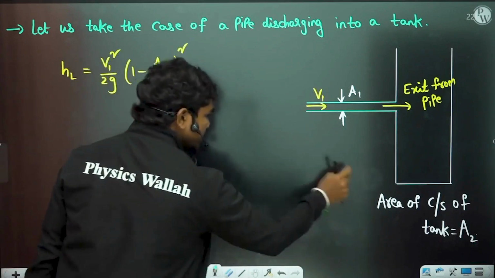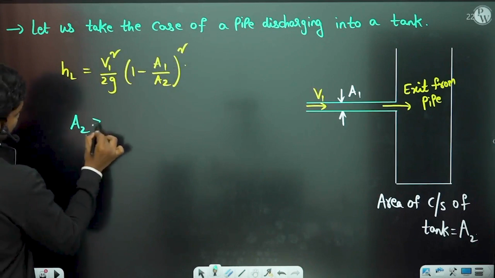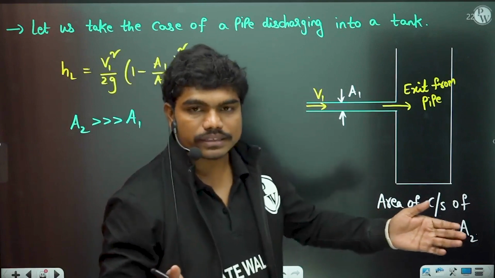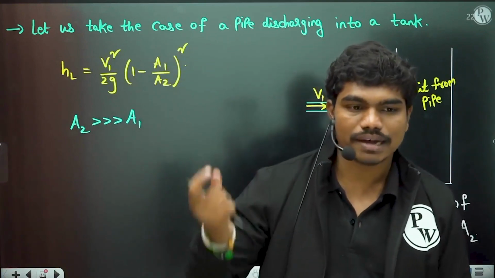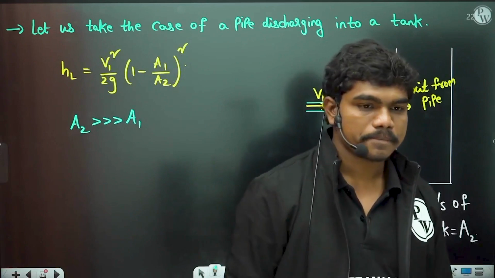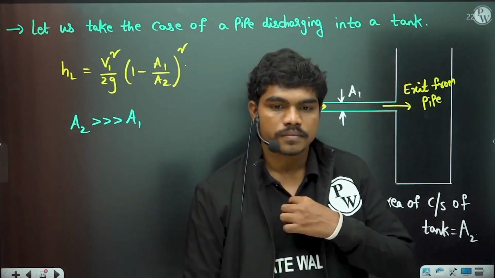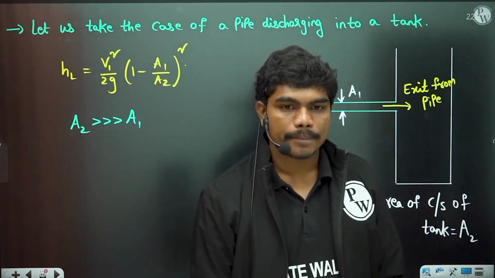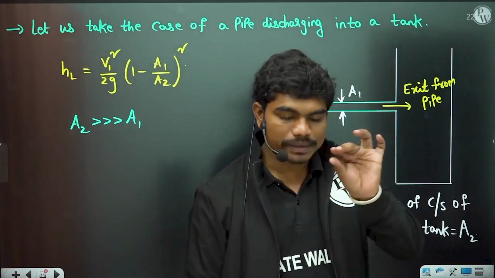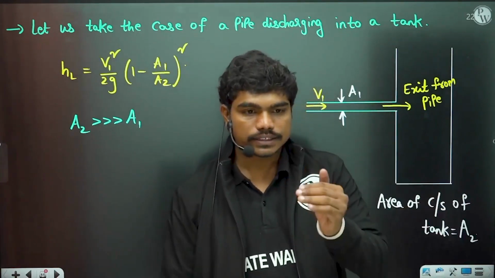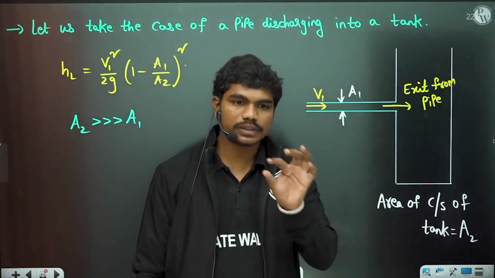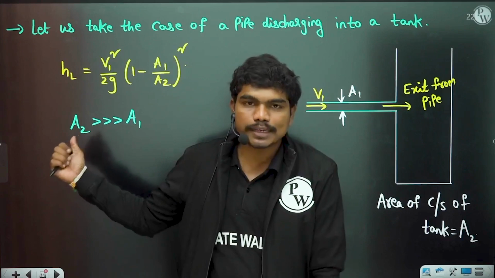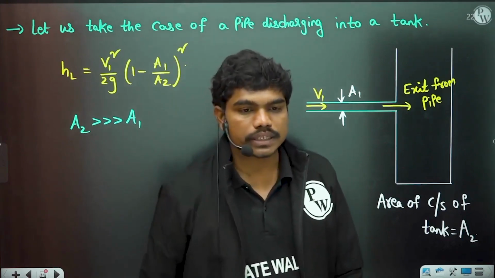So here, since this is a tank, can I say the A2 value is very large compared to A1? Yes or no? Because the tank diameter and tank area are very large compared to a small pipeline. Normally if a small pipe is discharging into a large tank, then this large tank area is A2. Can I say that A2 is very large compared to A1? Type in the chat box.